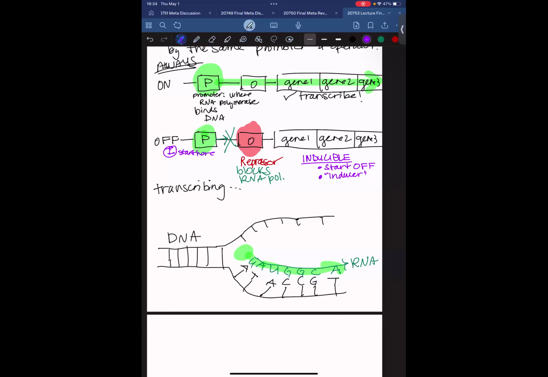Oh, that's okay. The inducer binds the repressor, so it'll come off. And that'll turn the operon on. In repressible operons, this is really big. I'll make this smaller.